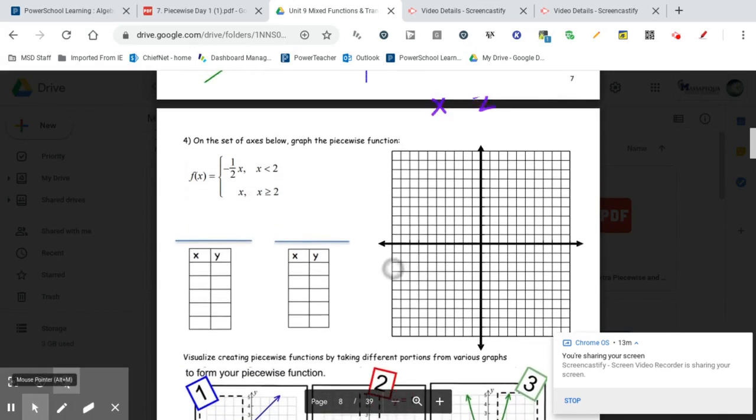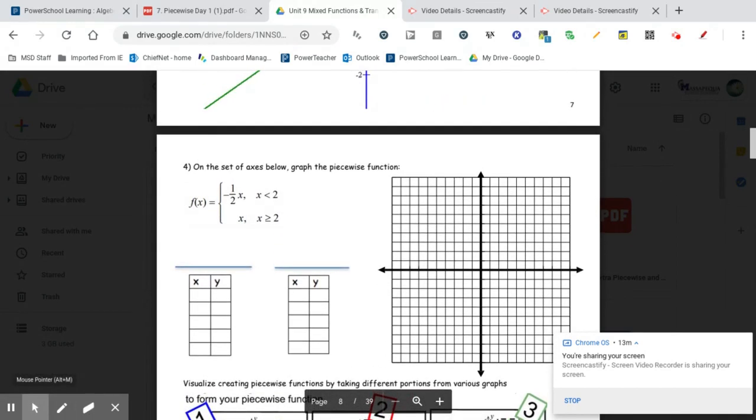And it says on the set of axes below, graph the piecewise function. So I'd like you to again stop the video and try and graph this one. Now I will tell you that when you put it in your calculator, so I guess I'll start you off on this one. The first one is negative 1/2 x, and then the second one is going to be just x. Because there's a half in the first function, you're going to obviously get fractions when you try and find the y values.